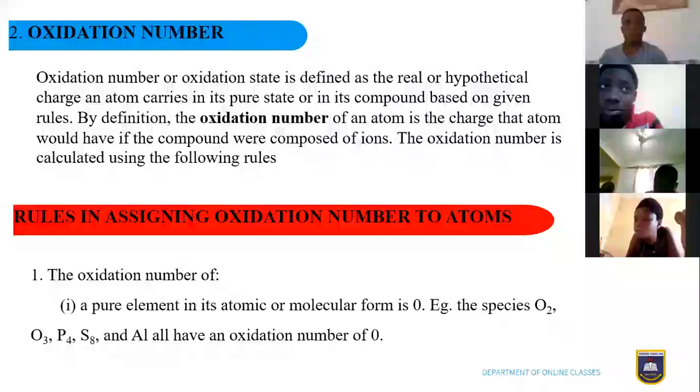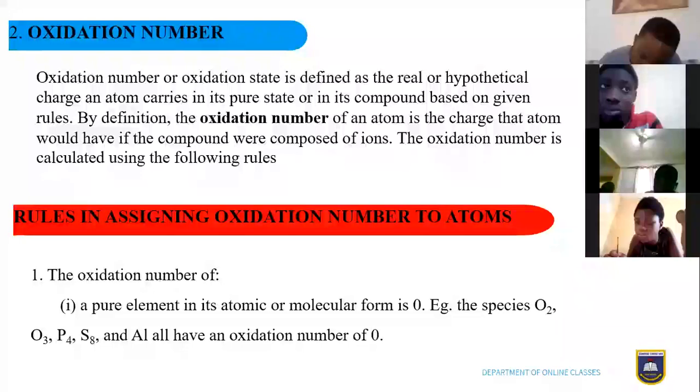Now, rule number 1. The oxidation number of a pure element in its atomic or molecular form is 0. Example, the species O2, O3, P4, S8, and Al, aluminium, all have an oxidation number of 0. So if a molecule or a compound is in its pure state, the pure state is what we call the uncombined state. Uncombined state meaning just that same element, not combined with any other element in a compound.